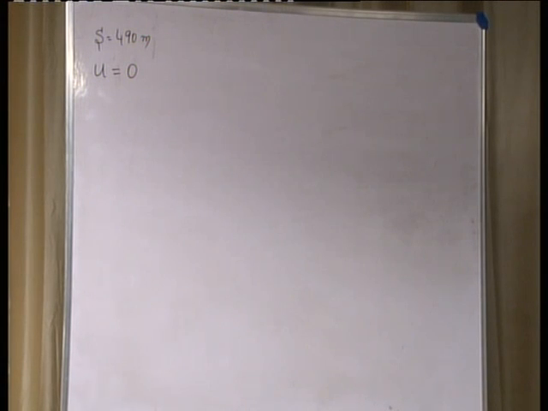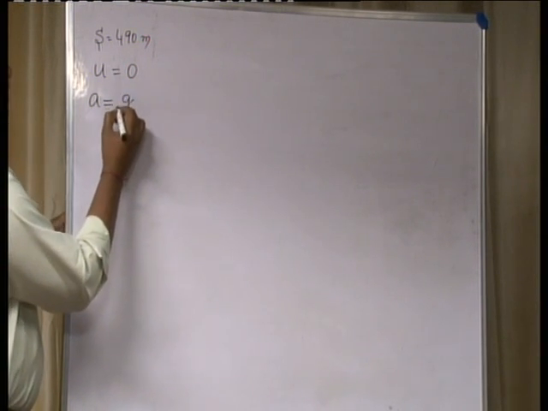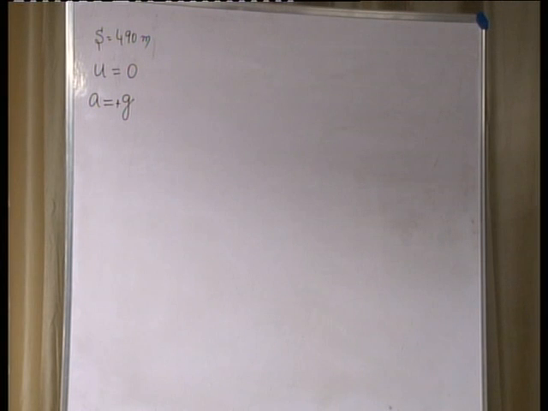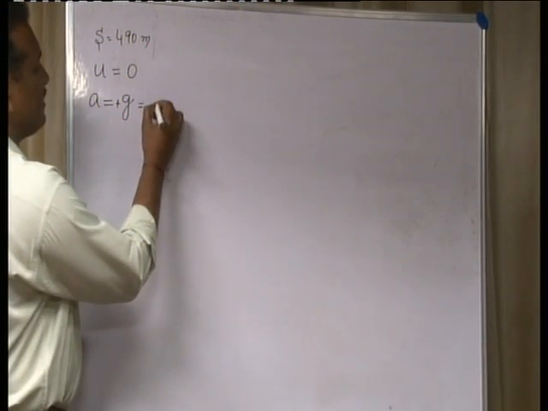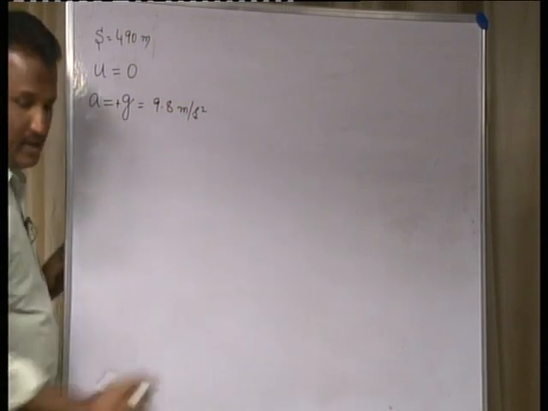Then when it moves towards the earth surface, its velocity changes, and changes mean it should have an acceleration. Here velocity changes because of gravity, therefore the acceleration possessed by a body in such a case is nothing but the acceleration due to gravity. You have to take this as plus g because the body is moving towards the earth surface. We know that its value is 9.8 meter per second square.